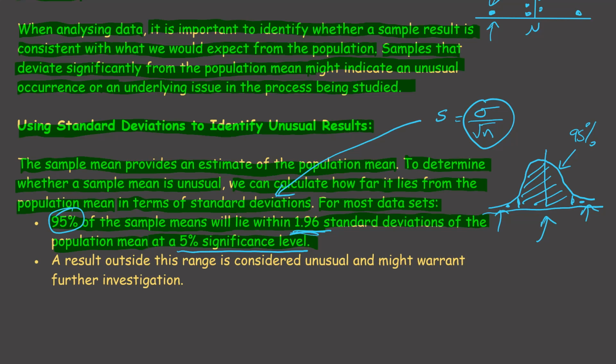So, a result outside this range is considered unusual, and of course we can set different levels, 5%, 1% and so on, and might warrant further investigation as we mentioned before.